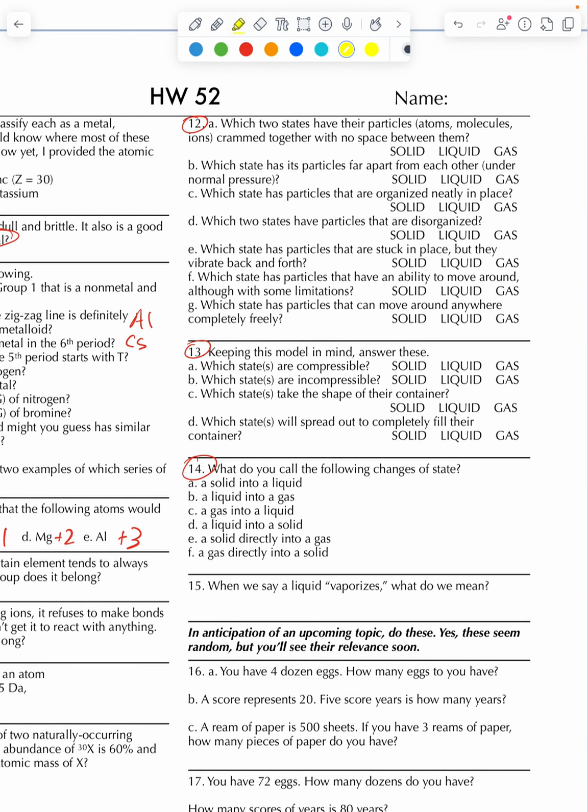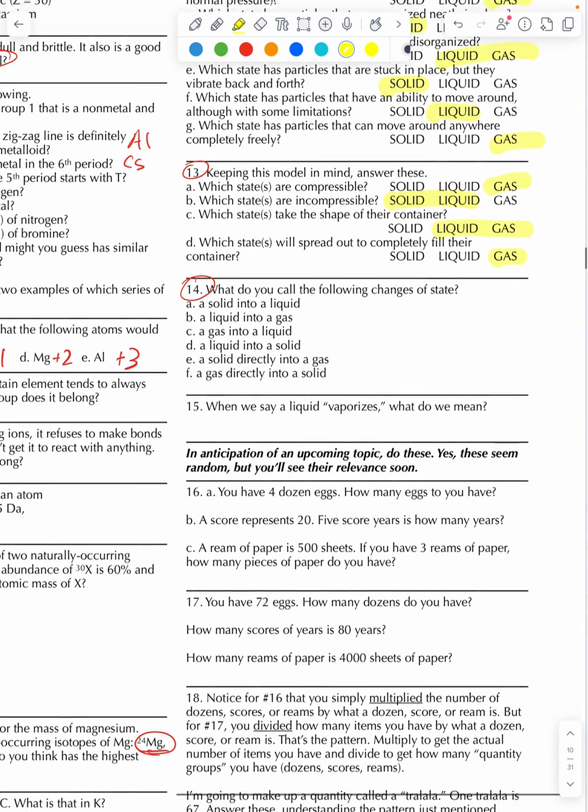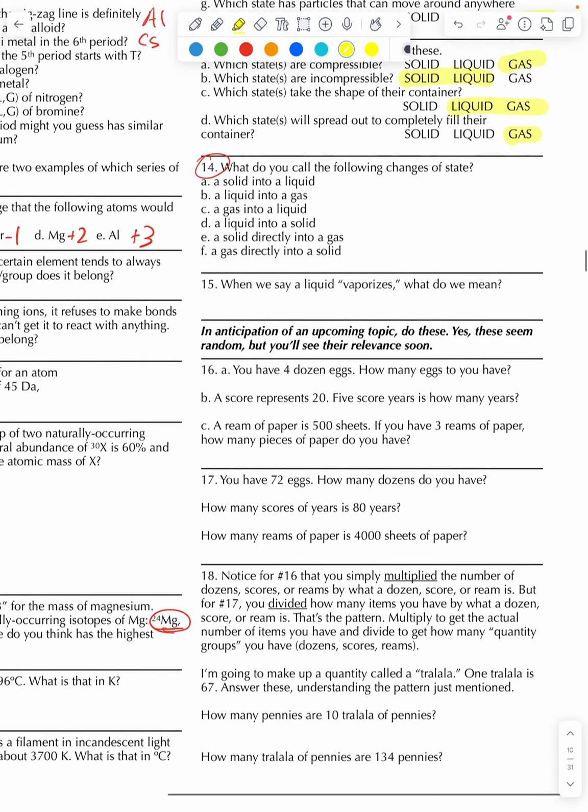Have the ability to move around, although with some limitations? Liquid. Complete freedom? Gas. Which states are compressible? Those are the ones that have a lot of space between the atoms? Gas. Incompressible? Their atoms are already stuck against each other. Can take the shape of their container because they have freedom of movement? They spread out to fill their container. That would be gas, just gas, to completely fill their container, not just the bottom.